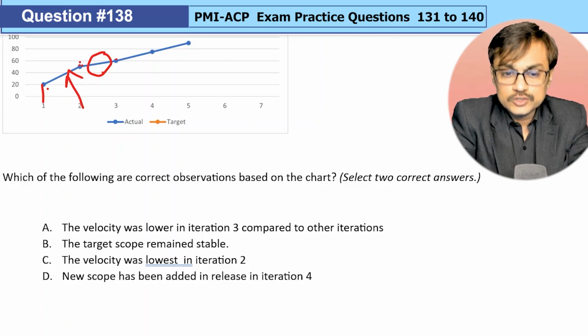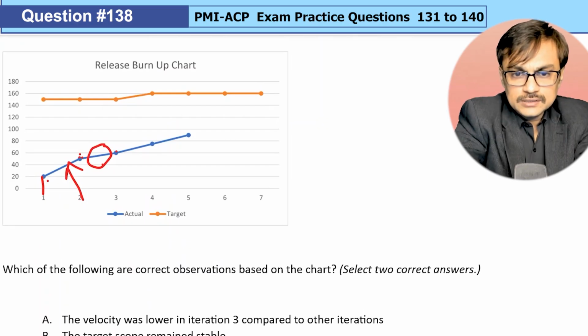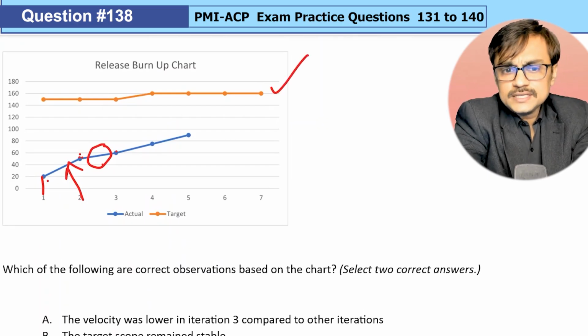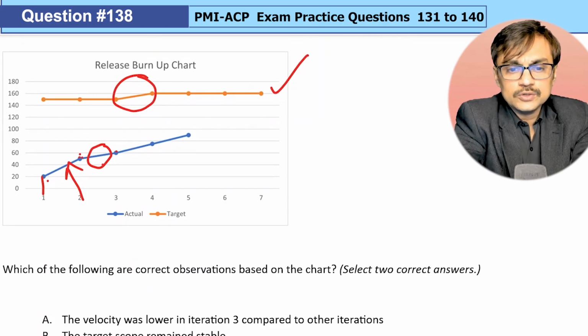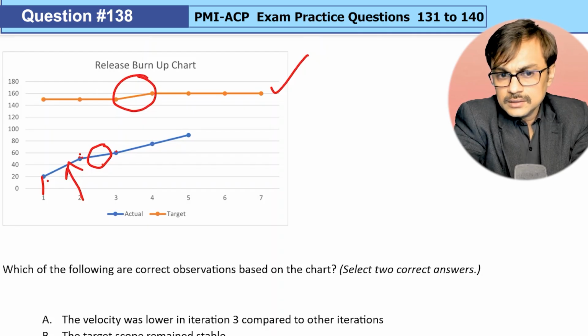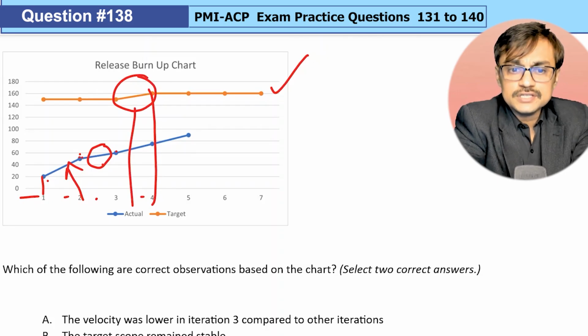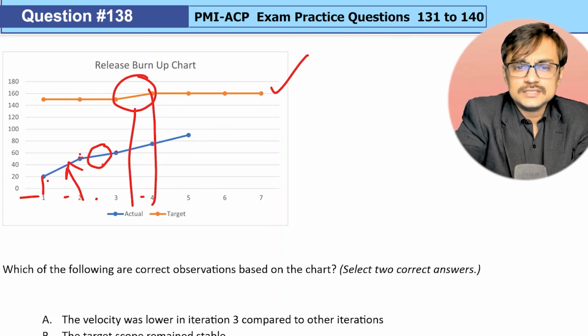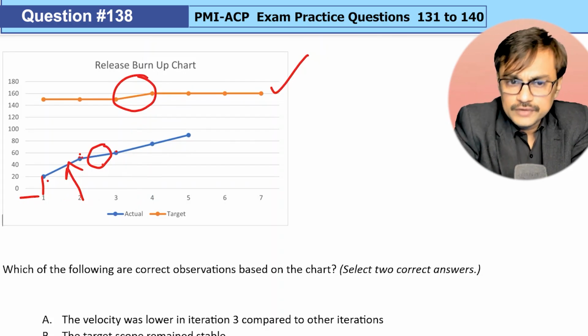Let's compare B and D also, because they are talking about new scope. So new scope is this particular line. Looking at this line's trend, we know it was pretty stable. Only one fluctuation happened here, when we moved from the third iteration to the fourth iteration. When the first iteration was here, second was here, third was here, fourth. During this time, some work has been added. So in the fourth iteration, some work has been added. Before and after that, the total work is stable. That is pretty clearly coming out from the top line of the release burnup chart.